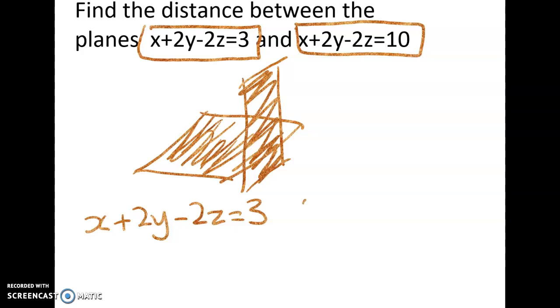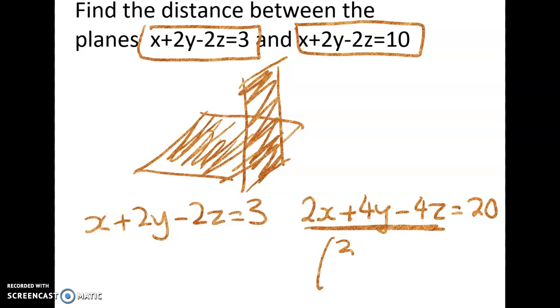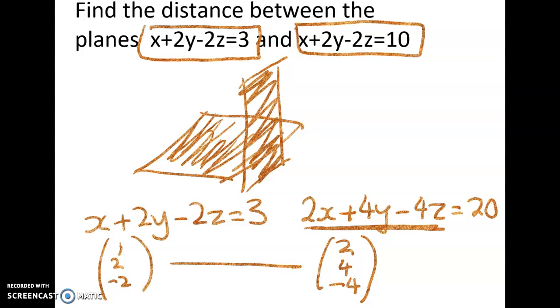But suppose we had instead, check this equation against this one. So 2x plus 4y minus 4z is equal to 20. Well, you'd want to first of all have a look at the direction vector here, which is 2, 4 and -4, and the direction vector here, 1, 2 and -2. So they're scalar multiples of each other. We can only really make sense of this question when the two planes are parallel. Otherwise they'll meet somewhere and the distance between them at that point will be 0.